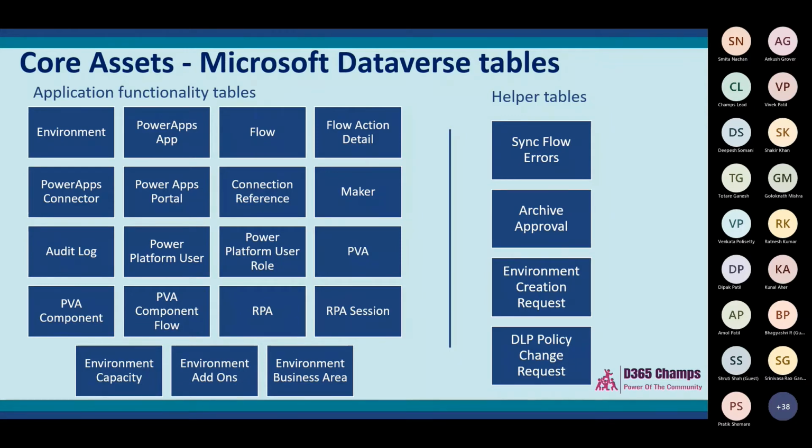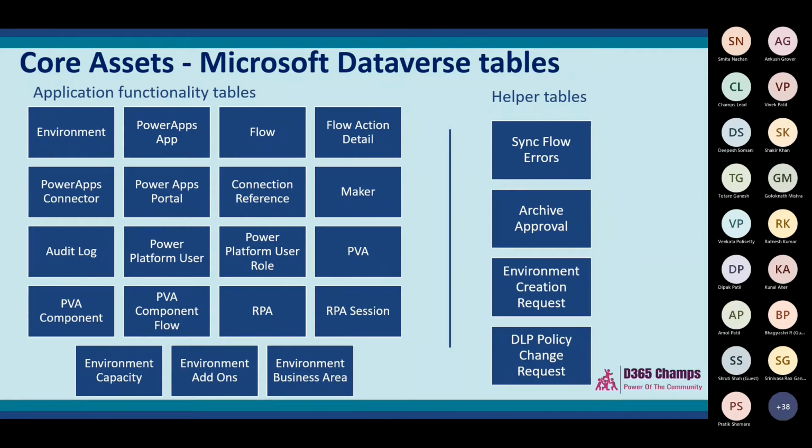And then we have these four, or at least five, tables which are specifically for Power Virtual Agents. So it represents all of those bots in Power Virtual Agents. And then again, we have PVA component flow, which represents all of those flows triggered as a part of your Power Virtual Agents. And RPA is simply all of those desktop flows, as well as the desktop flow sessions that we have within our Power Platform.